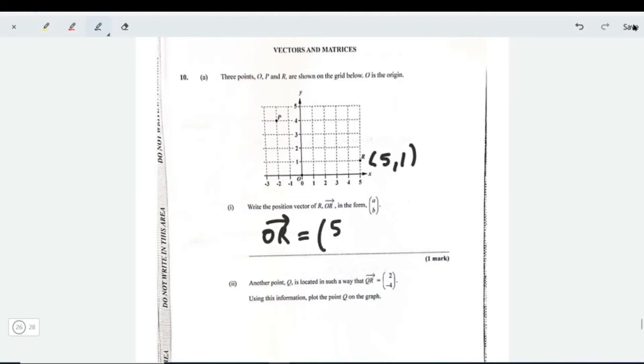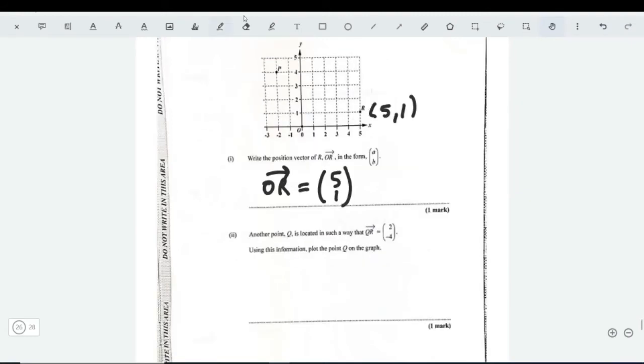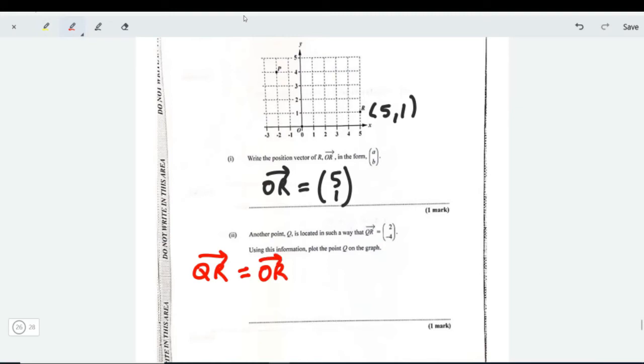Now, they tell us that another point Q is located in a way so that QR is (2, -4). Using this information, plot Q. Now, if QR is (2, -4), remember that QR is equal to the vector of the last, OR, minus the vector of the first, OQ. We already know OR is the point (5, 1), and they told us QR is (2, -4). From that, we're able to find vector OQ. Vector OQ we don't know, so let's just leave it as OQ.